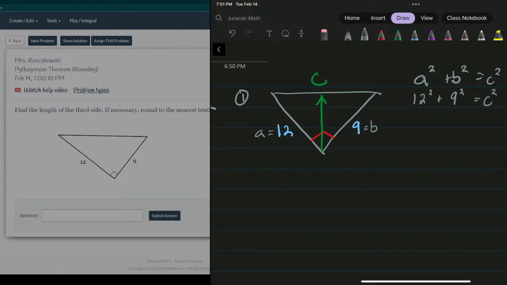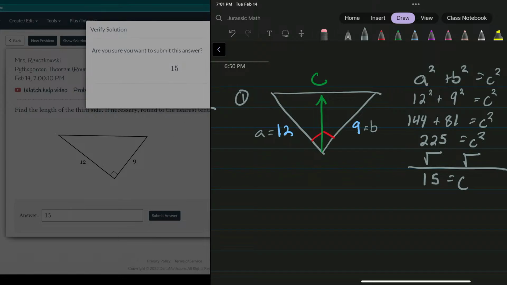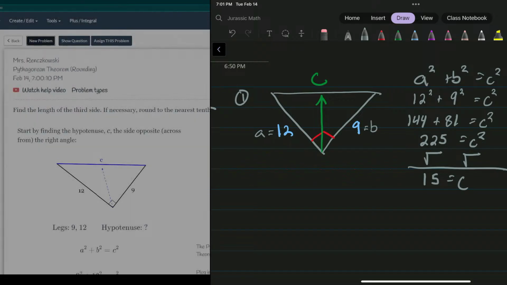Order of operations says to square things first. So 12 squared is 144 plus 9 squared is 81 equals c squared. I'm going to open up my calculator app on my computer. 144 plus 81 is a grand total of 225 equals c squared. Always square root both sides and you get 15, believe it or not. Yay, I didn't have to round on that one. Sometimes you do have to round on them.